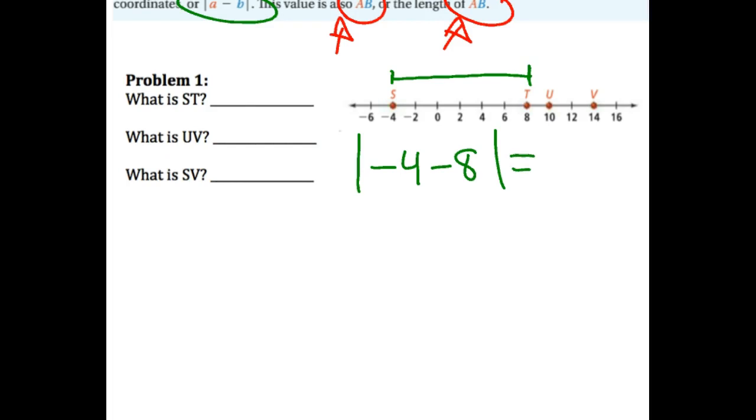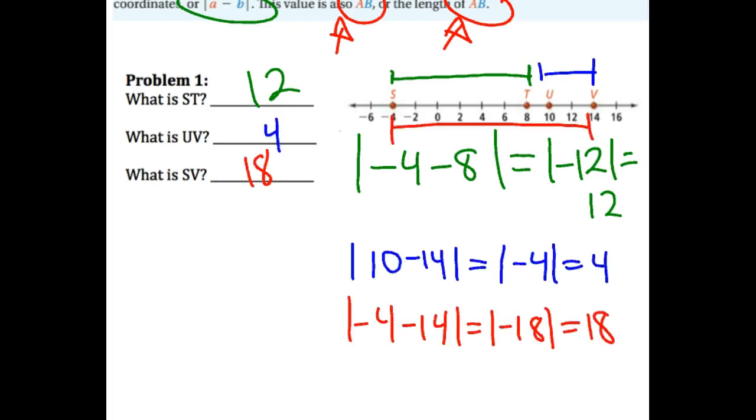We work from the inside out. -4 minus 8 is -12. The absolute value of that is 12. And you're going to do the exact same thing for the next two problems. Pause it and complete those two on your own.